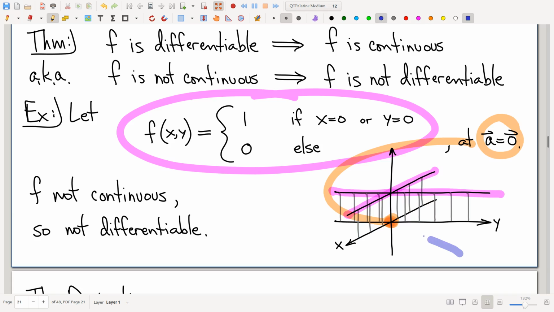As you approach the origin, the value of the function is 0, and then when you get to the origin, the value of the function is 1. So an obvious jump discontinuity, and if it's not continuous, then it's definitely not differentiable.